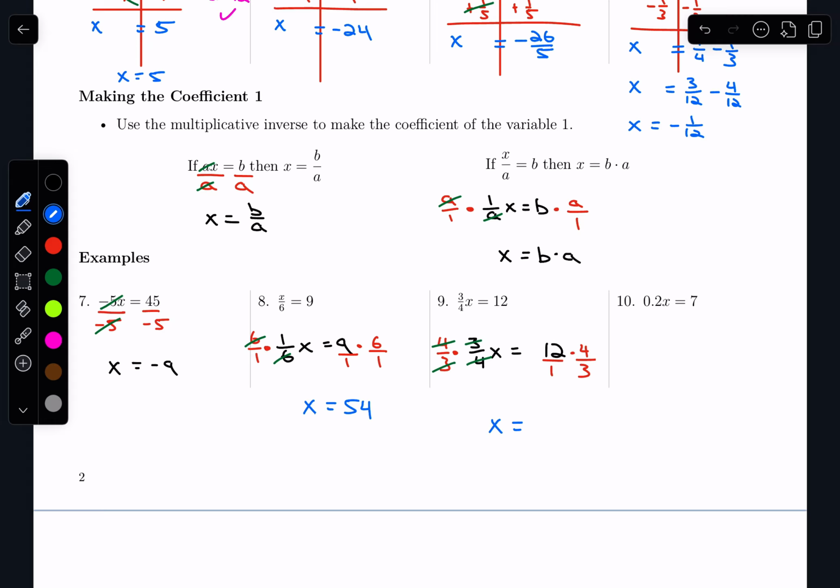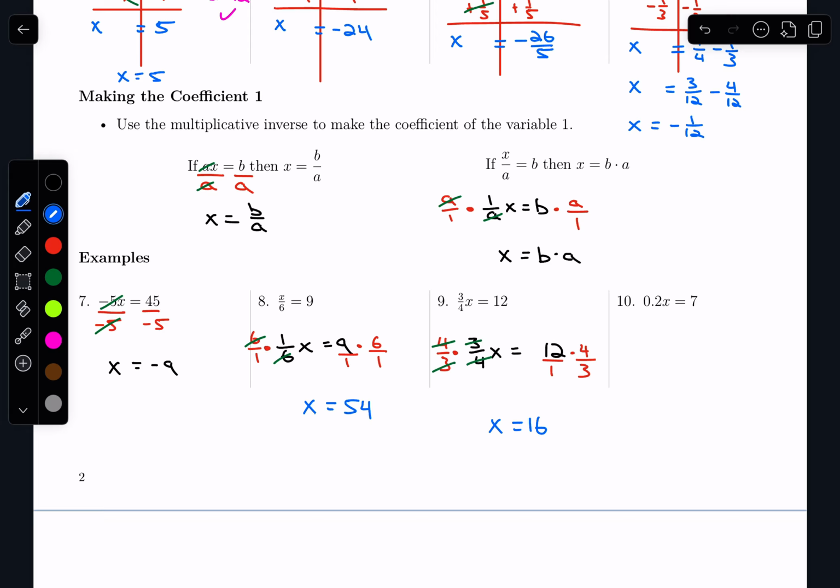And on the right side, I have options. I can either do 12 times 4 to get 48 and then divide by 3 to get 16. Or I can think of it as 12 divided by 3, which is 4, and then times 4. Either way, though, I get to 16. So whichever way you prefer, but 16 in the end.